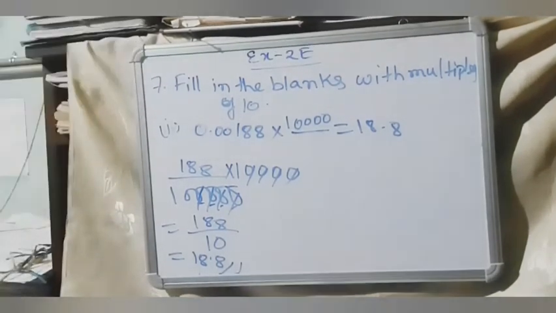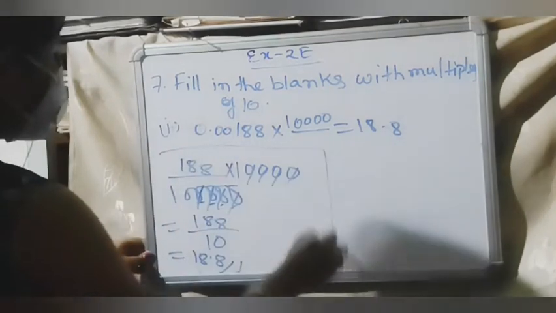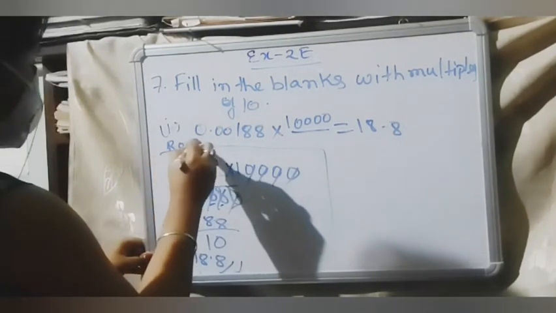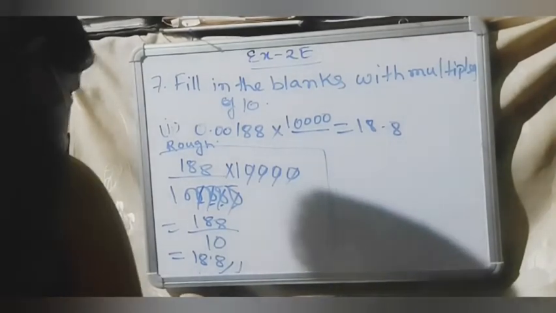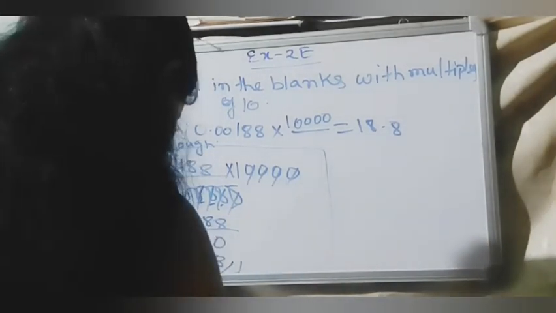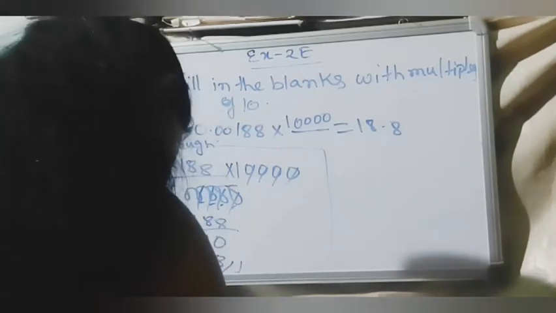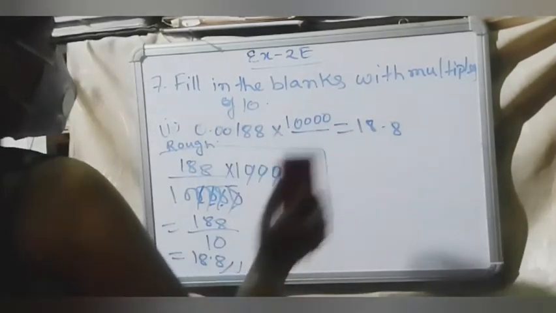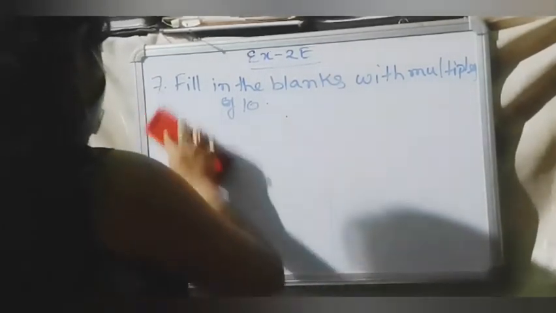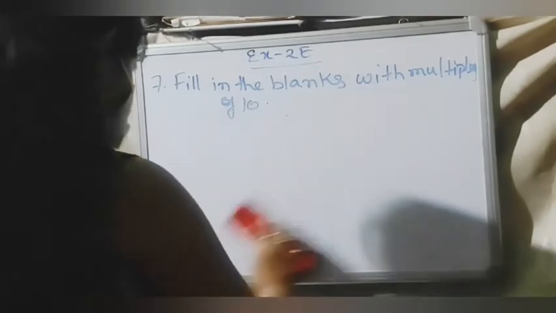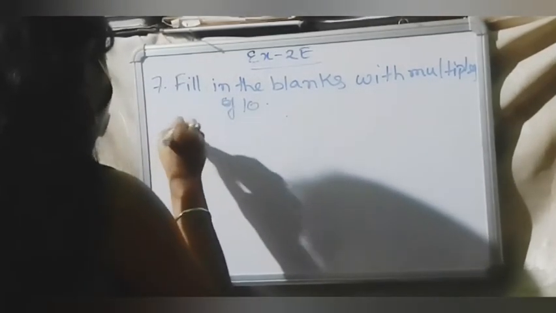Question number 7. The rest of the questions are also homework. You please take the screenshot and don't write this one. This is for rough. I have given it to make the concept clear. Now again, multiplication is gone. Let me solve the division. How you will fill up the blanks with division. These questions are given in order to clear your concept.